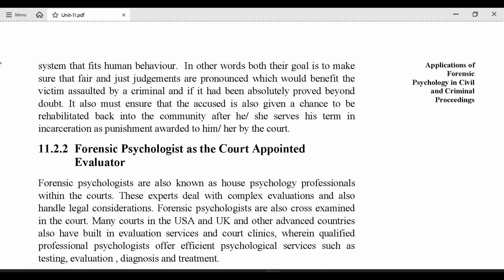Many courts in the USA and UK and other advanced countries also have built-in evaluation services and court clinics, wherein qualified professional psychologists offer efficient psychological services such as testing, evaluation, diagnosis and treatment.